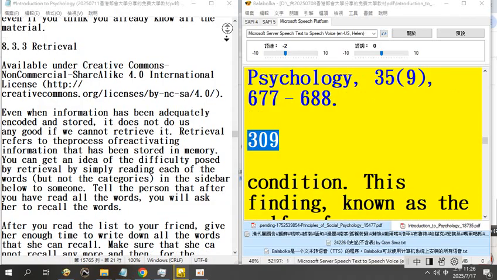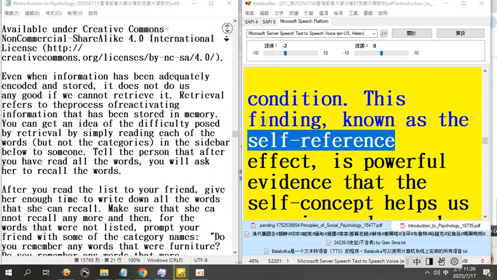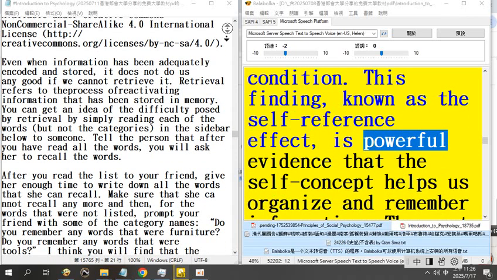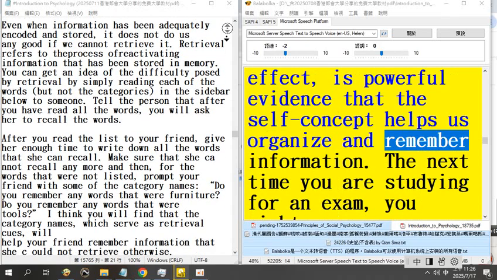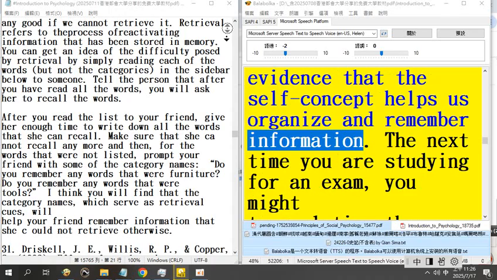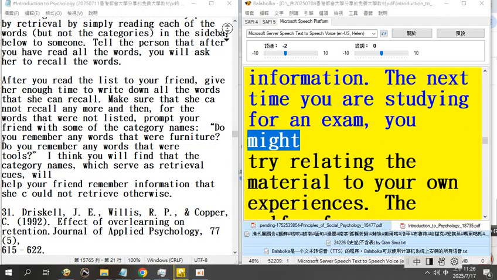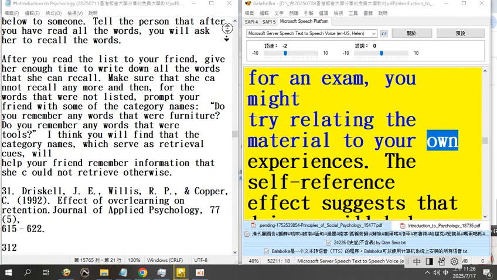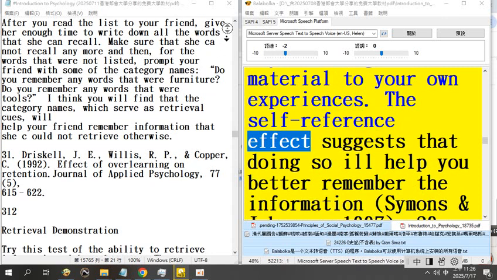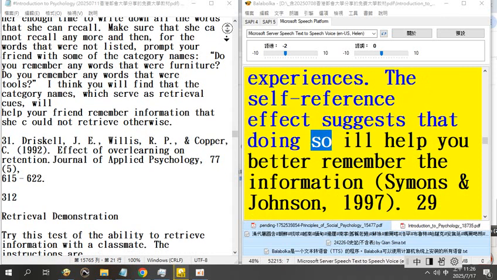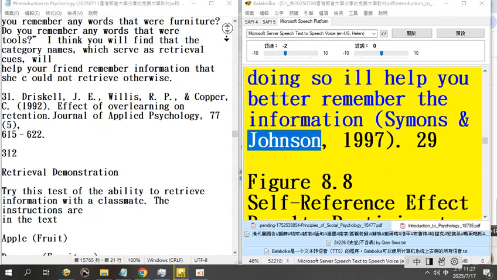Condition. This finding, known as the self-reference effect, is powerful evidence that the self-concept helps us organize and remember information. The next time you are studying for an exam, you might try relating the material to your own experiences. The self-reference effect suggests that doing so will help you better remember the information. Simons and Johnson, 1997.